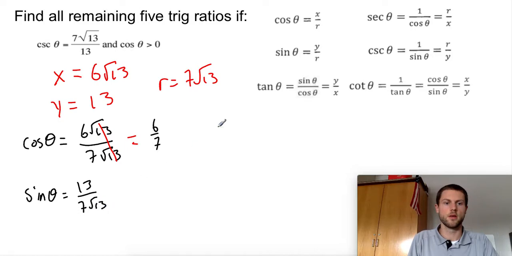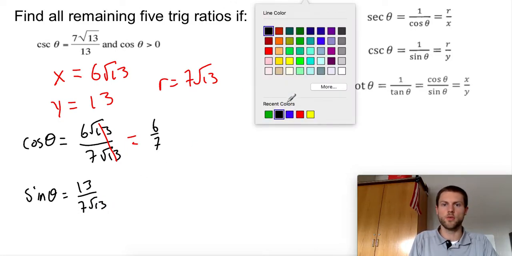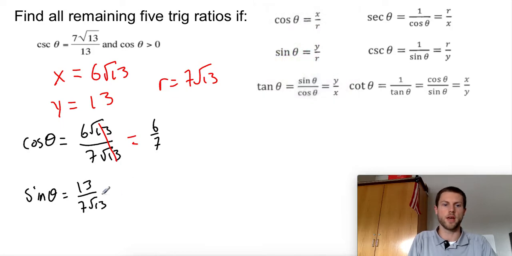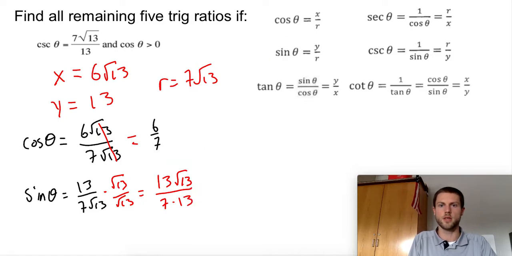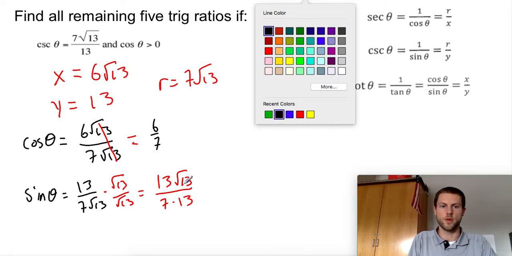The sine of theta is going to equal the y over the r, so that's 13 over 7 root 13. Unfortunately, I don't like the root 13 in the denominator, so I do have to rationalize by multiplying by root 13 over root 13. So this is going to be 13 root 13 over 7 times 13. Oops, I canceled the wrong things. The 13s are what cancel, not the square root of 13. So the square root of 13 over 7 is my sine of theta.